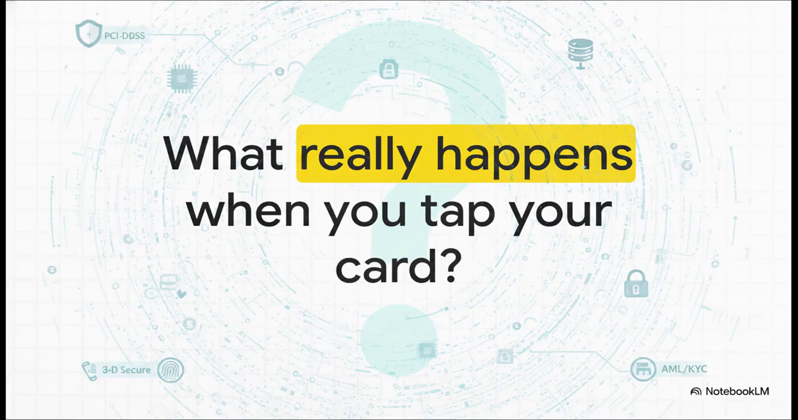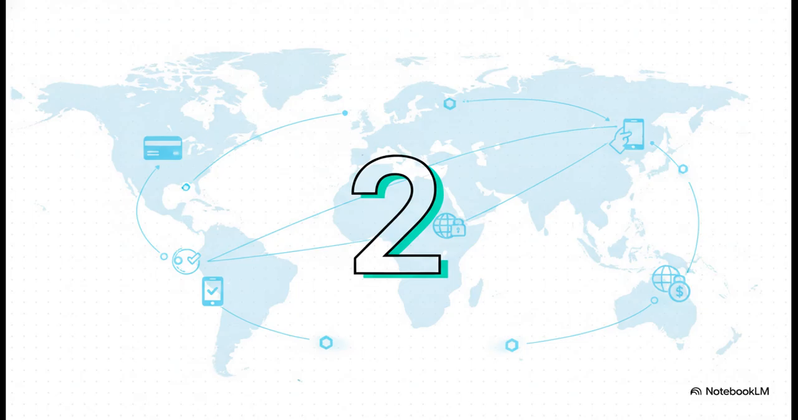Behind that deceptively simple, everyday action is, well, it's a staggering amount of global complexity. We're talking about a massive, highly orchestrated machinery of data, capital, and security that has to work perfectly, literally flawlessly, every single time you make a purchase. Okay, let's dive into this.